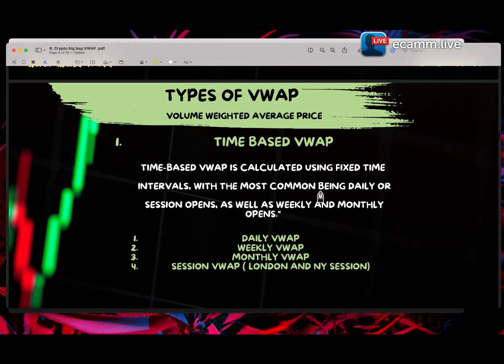Time-based VWAP is calculated using fixed time intervals, with the most common being the dailies or session opens, as well as weekly and monthly opens. We have daily VWAP, weekly VWAP, monthly VWAP, and session VWAP, which is the London session and New York session. These VWAPs calculate the average volume from the beginning of each day, each week for weekly, each month for monthly, and each session of London or New York, depending on the session you're trying to calculate. It gives you a level for support and resistance.